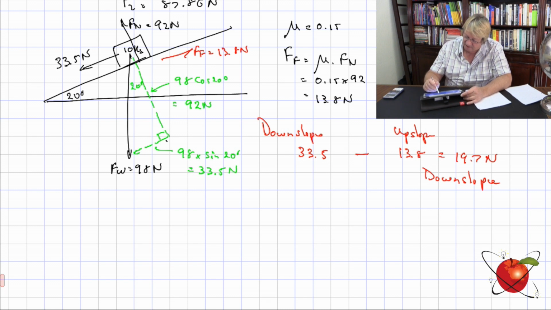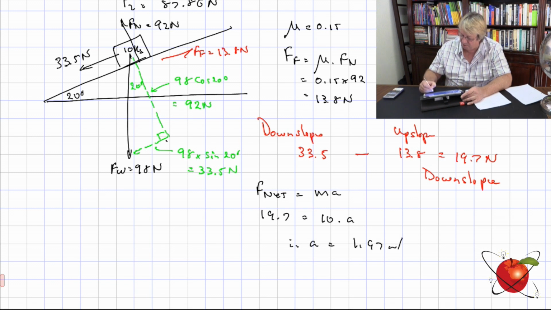And the moment we've got that, we go back to F net equals MA, and we say F net is 19.7 is equal to 10A. Therefore, A is going to be equal to 1,97 meters per second squared, and we must give it a direction: down the slope. Well, that's the situation if there's no other forces acting on the block, right? It's just the block on the slope itself.